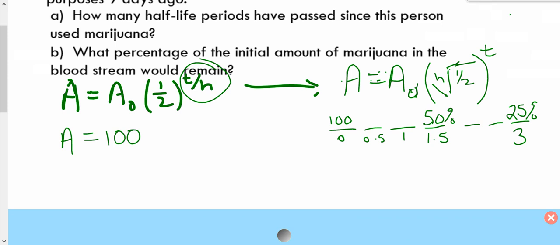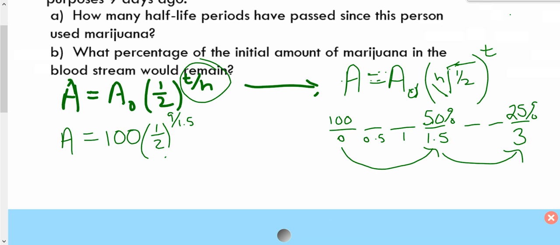So if we started at an initial value of 100%, how many half-lives have passed? T is 9 days, a half-life is 1.5 days. So a total of 6 half-lives have passed after 9 days, right? Because here's 1.5 days, here's 3 days, 4.5, and then 6, and then 7.5, and then 9.